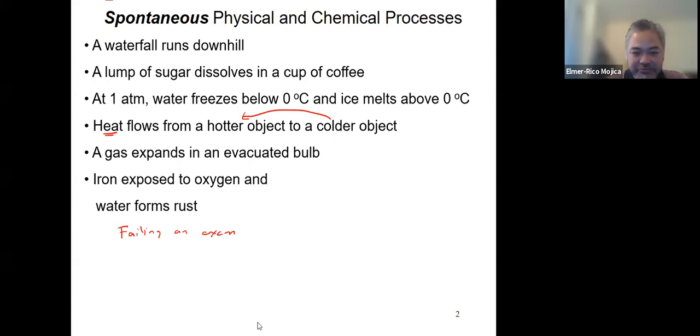Because we want to assess your understanding about the spontaneous process. So instead of using that melting point question, I just need you to use the true or false. Failing an exam is a spontaneous process, true or false? Okay, so 7 out of 7 versus 6.